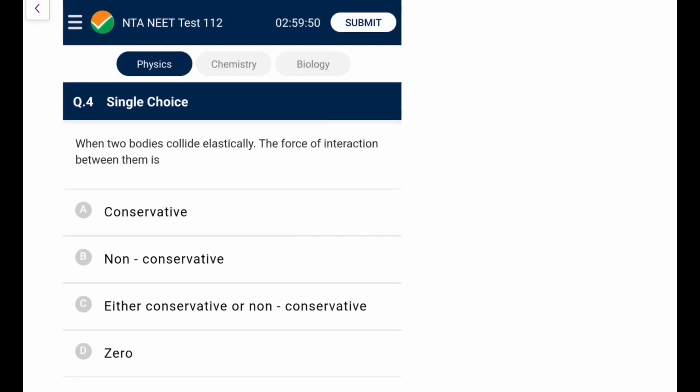When two bodies collide elastically, the force of interaction between them is definitely conservative. Therefore, you can have that potential energy recovering back to the original one, and the kinetic energy becomes the same.